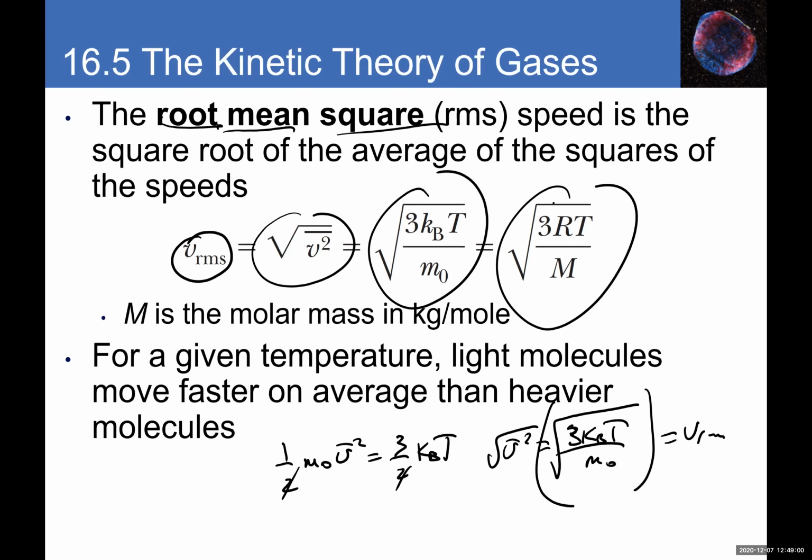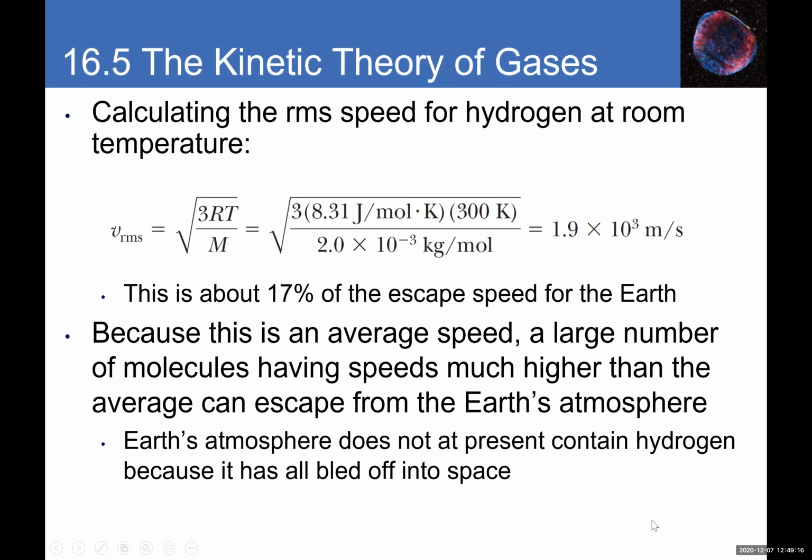For a given temperature, light molecules move faster than heavier molecules. It means you can compare their VRMS values, so VRMS of hydrogen compared to helium and things like that. For example, here we are calculating the RMS speed for hydrogen at room temperature. It will be VRMS equals the square root of 3RT over M using this version of the equation. R is the gas constant, T is the absolute temperature in Kelvin, and M is the molar mass, which is 2 times 10 to the negative 3 kilogram per mole.